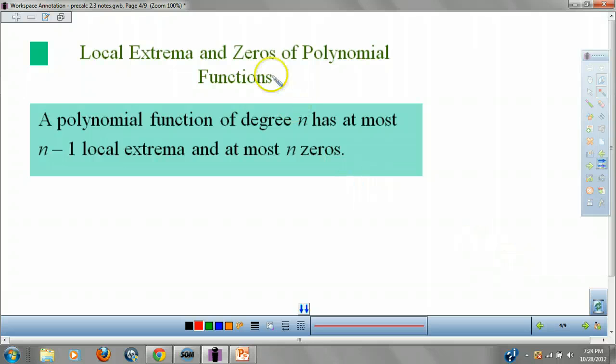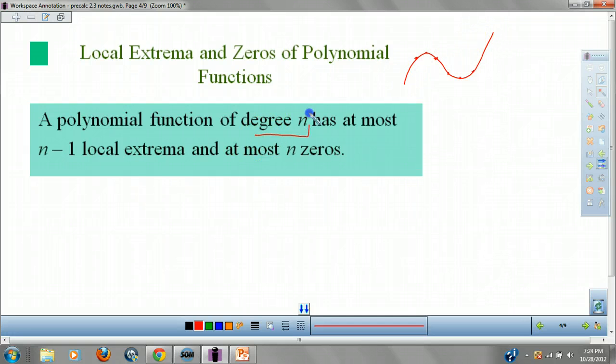Let's talk about local extrema and zeros of polynomial functions. You guys already know how to find these. Remember, that's where you graph on your calculator. You go to min, hit your left and right bound, and it gives you this point. Left and right bound, min, gives you that point. I'm sorry, that was a max.